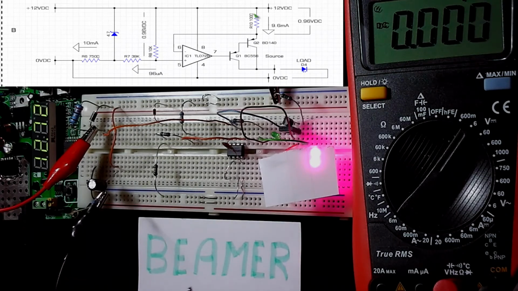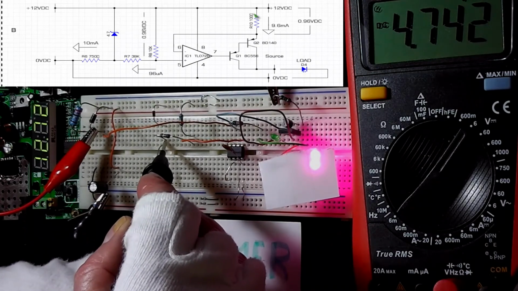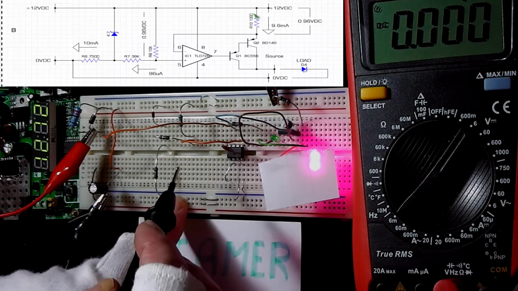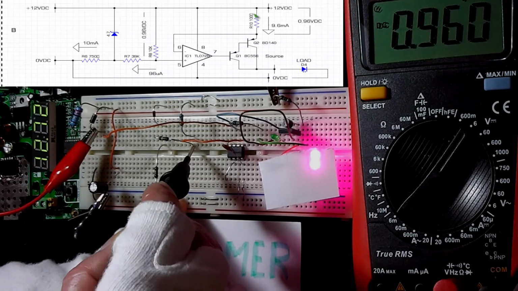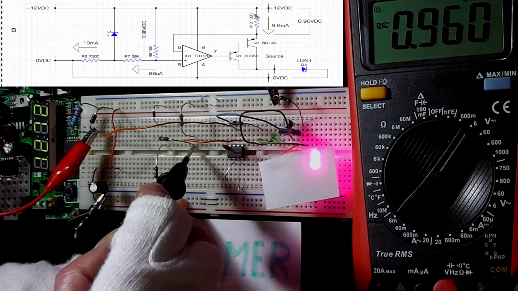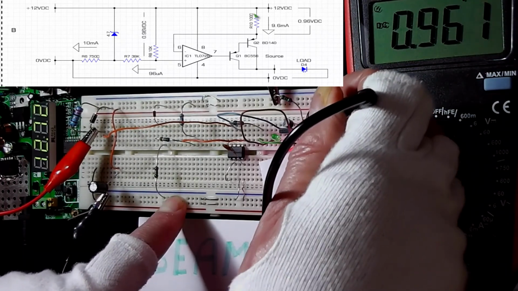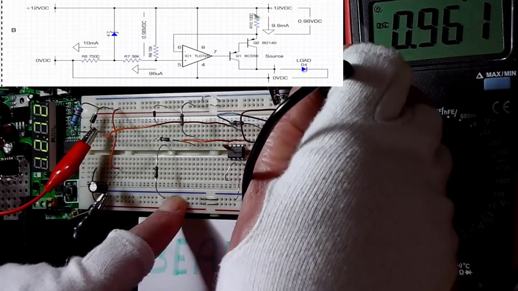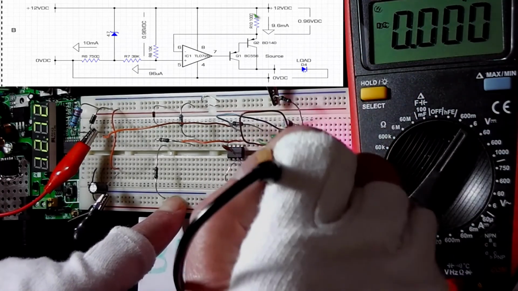Let me just go through that again and check the reference. The reference voltage is 4.742. Going across now R8, which is the 10K, I'm now getting 0.96 as designed, and now I should get 0.96 across R10, and lo and behold it is. There's 1 millivolt lifted there, but we can accept that, and that will produce 9.6 milliamps through the LEDs.